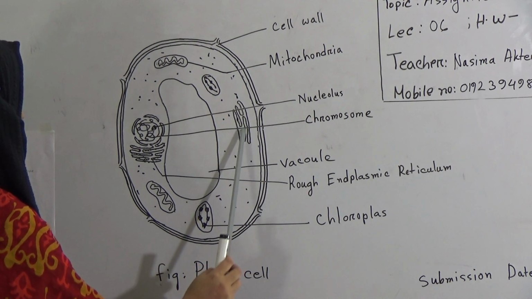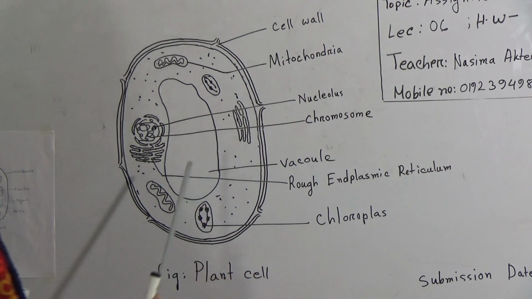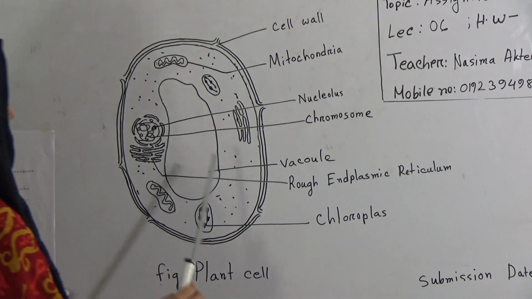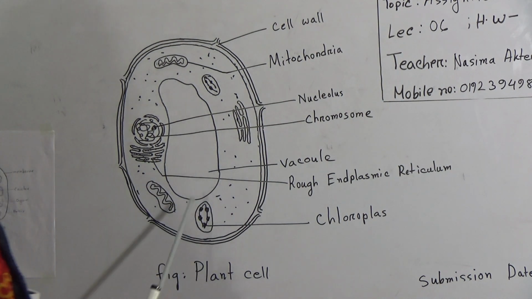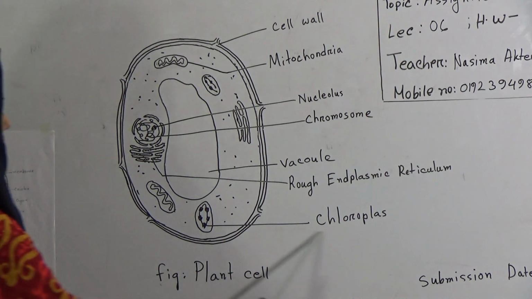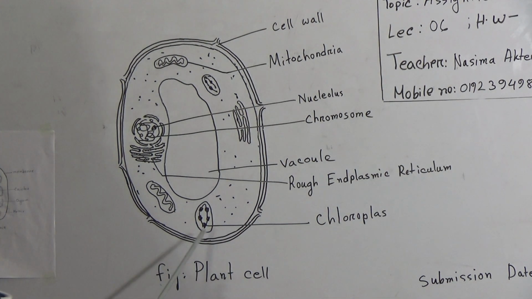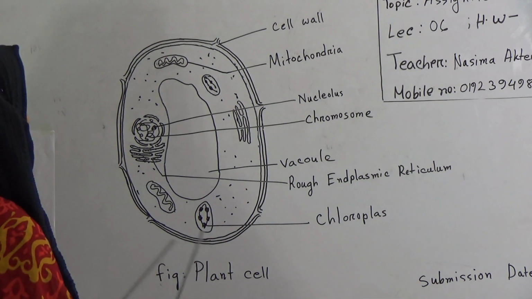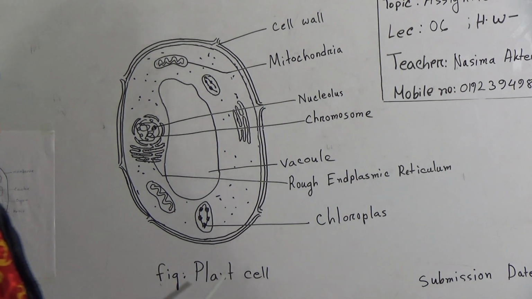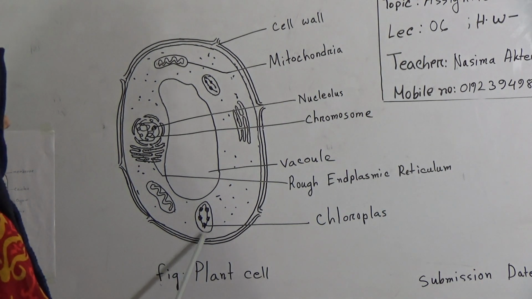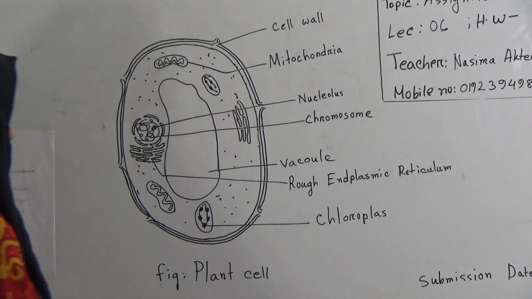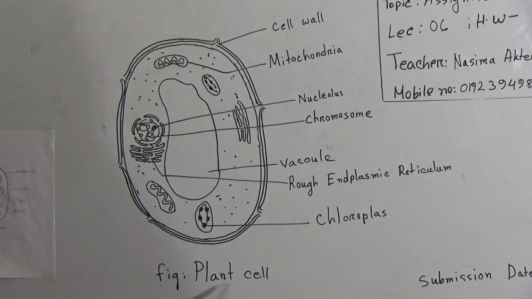Students, I didn't label here all, you will do by yourself. You have to label all the organelles properly for your assignment. And now here is the chloroplast. Look at here, here is the chloroplast, and this chloroplast is also a special characteristic of plant cell. We will not find any chloroplast in animal cell. Like this way you will draw a plant cell and you have to label all the organelles properly.